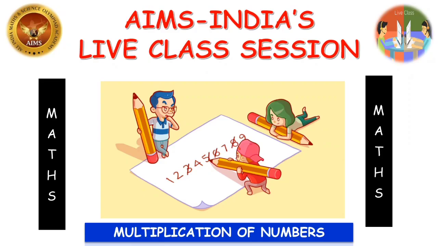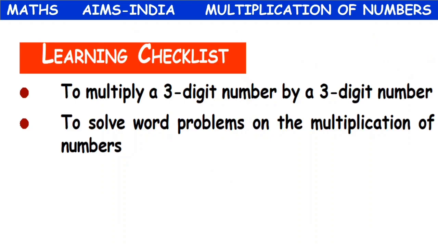Okay, in today's class we learn about multiplication of numbers. So what is our checklist? To learn how to multiply a 3-digit number by a 3-digit number and also to solve word problems on the multiplication of numbers. This is chapter 3, multiplication, and by the end of this chapter we would be able to multiply a 3-digit number by a 3-digit number, and also we'll know how to solve word problems on the multiplication of numbers.